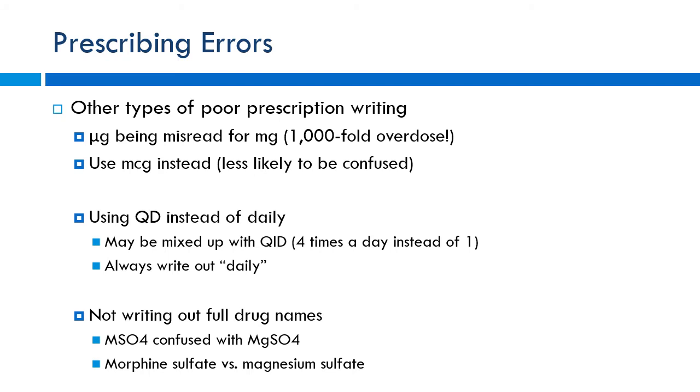Okay, some other type of errors you can run into. If you write a microgram as UG, that can be misread. So usually I'll just write out MCG if you're writing for micrograms of a drug, so that's again less likely to be confused.